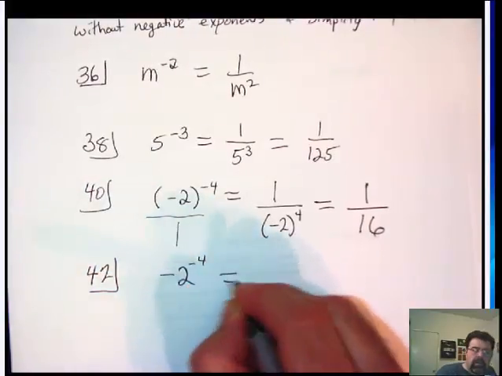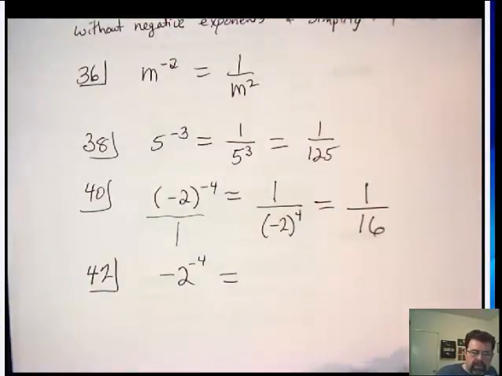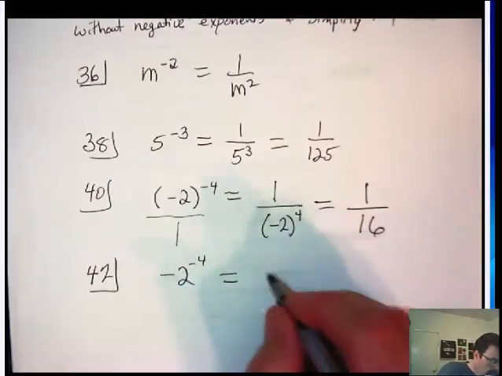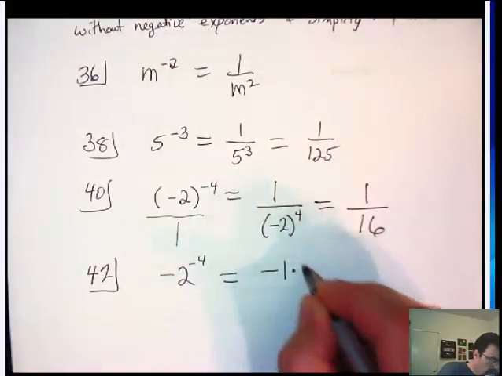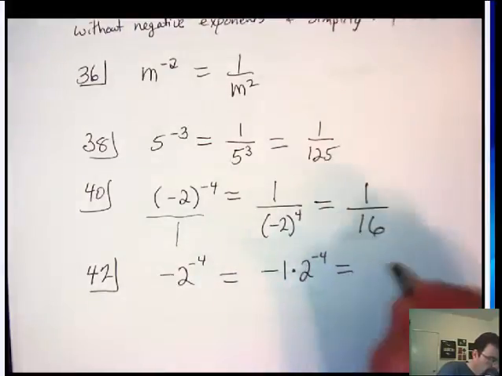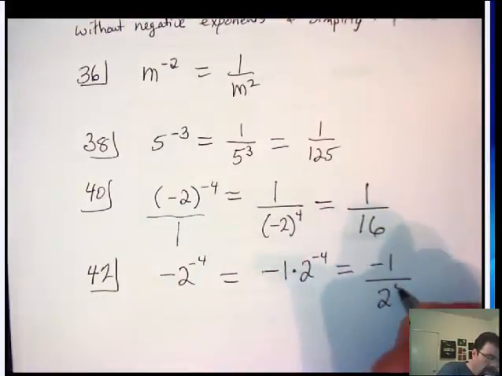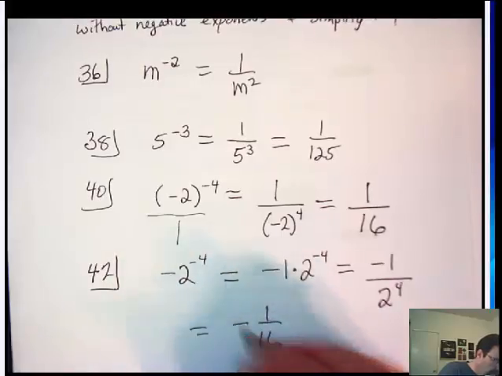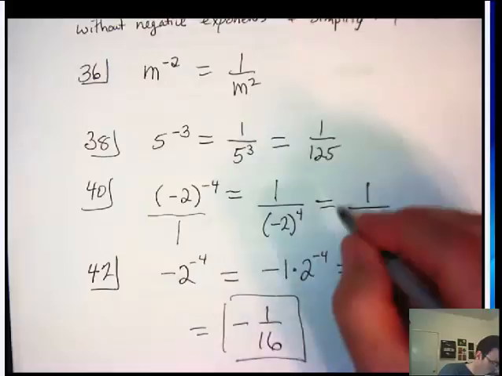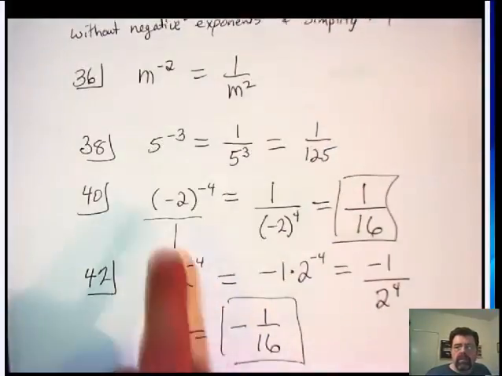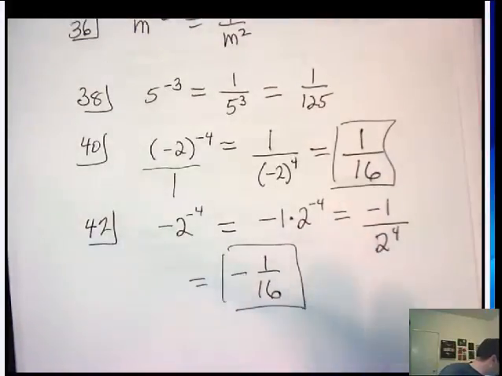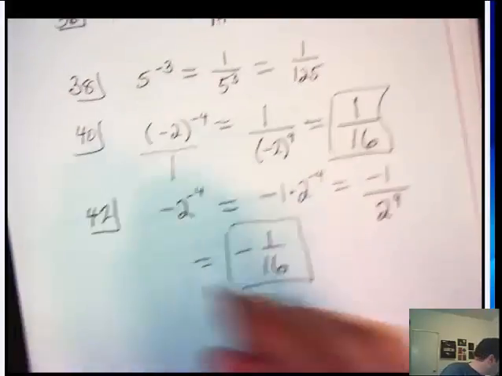Now if I had the negative 2 to the negative 4 without the parentheses, so the way you should read this is the opposite of 2 to the negative 4. So this is actually negative 1 times 2 to the negative 4. So just the 2 goes to the bottom. So this answer will be negative 1/16, which is different than that one. This is negative 2 to the negative 4. This is the opposite of 2 to the negative 4. So be careful with that.